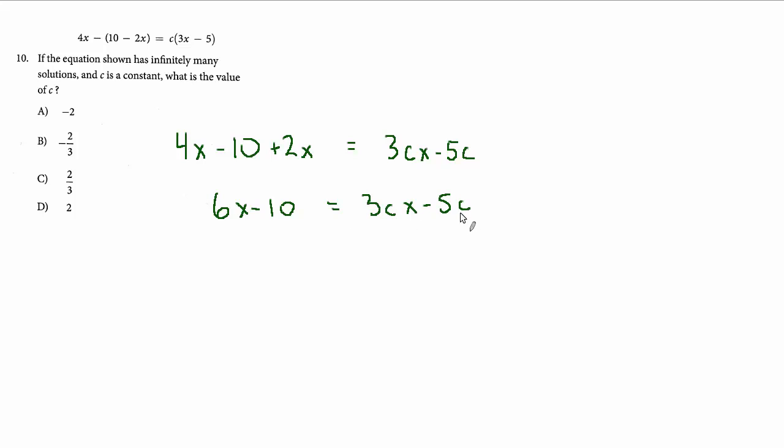And now if this thing's ever going to be true, then the first order coefficients, meaning the things that are multiplied by x, have to be equal to each other. So in this case, that's 6 equals 3c, and the constant terms also have to be equal to each other. So that's minus 10 equals minus 5c. And it turns out that both of these equations give the same value for c. c equals 2, c equals 2. So that is the value of c that will give us infinitely many solutions.